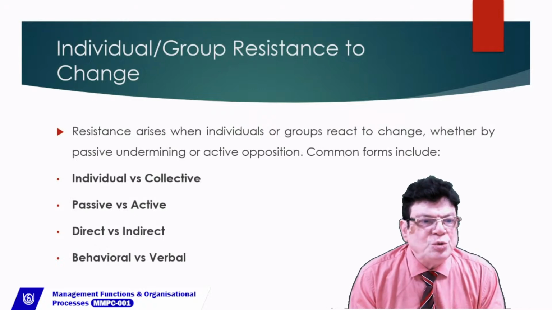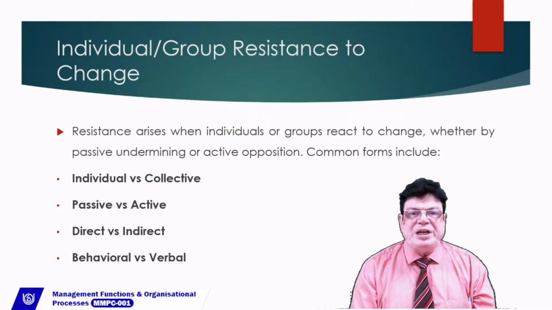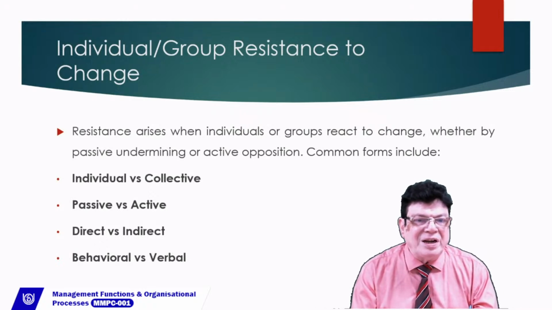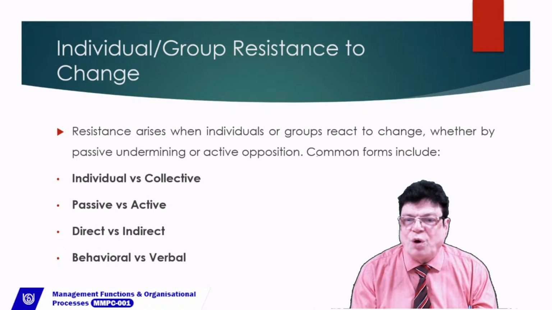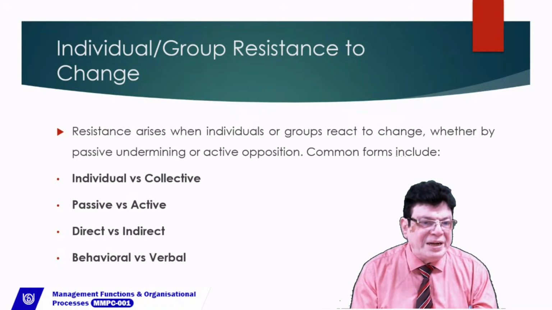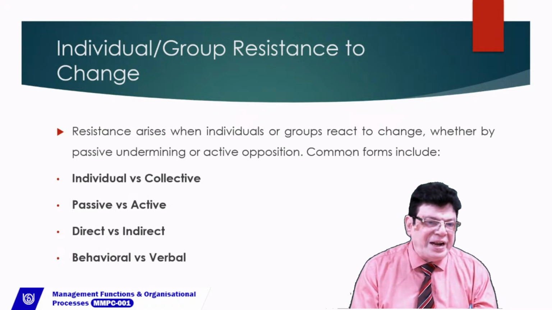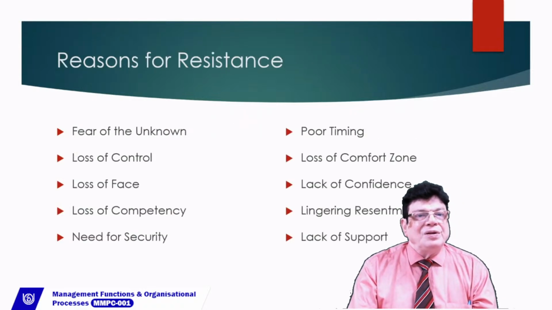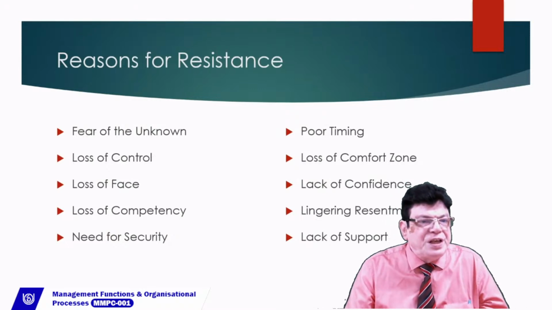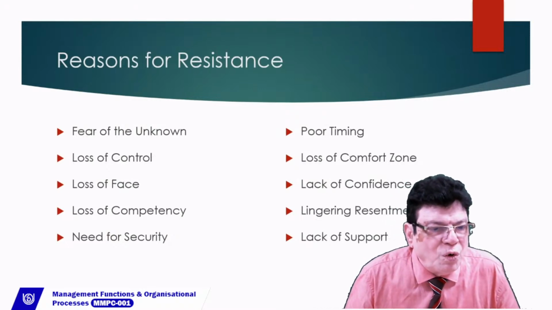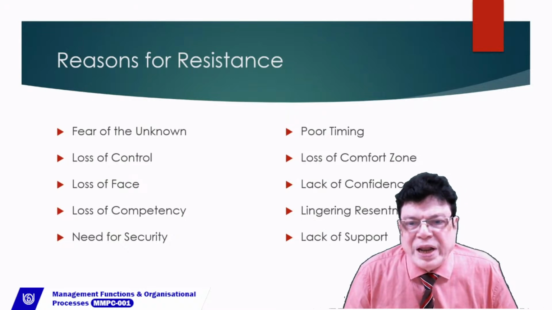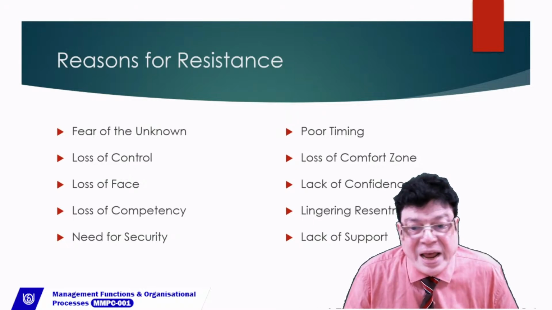Individual and group resistance to change. Resistance arises when individuals or groups react to change, whether by passive undermining or active opposition. Common forms include individual versus collective, passive versus active, direct versus indirect, behavioral versus verbal. Reasons for resistance are fear of the unknown, loss of control, loss of face, loss of competency, need for security, poor timing, loss of comfort zone, lack of confidence, lingering resentment, lack of support.